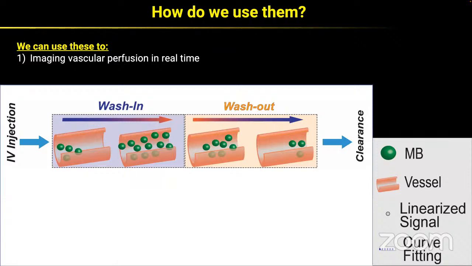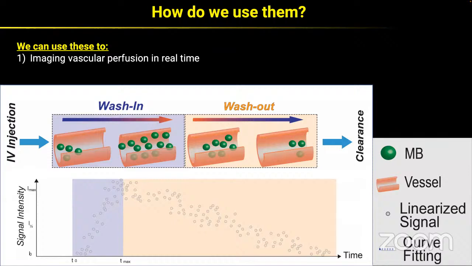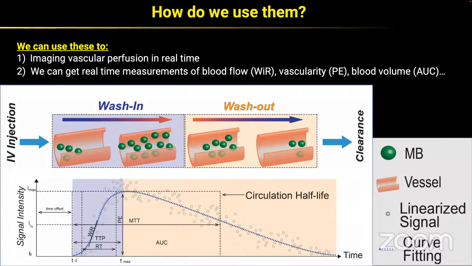Well, we can use this right now for imaging vascular perfusion in real time. The way that this works is we IV inject our patients with a bolus of microbubbles. We have the transducer over a region of interest, and we watch how the microbubbles wash in and wash out. That gives us a really nice time intensity curve, and based on this curve, we can fit different models to it. This gives us a whole bunch of different parameters that actually have clinical use.